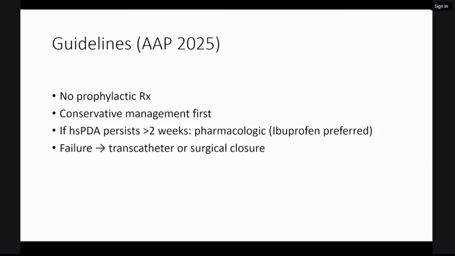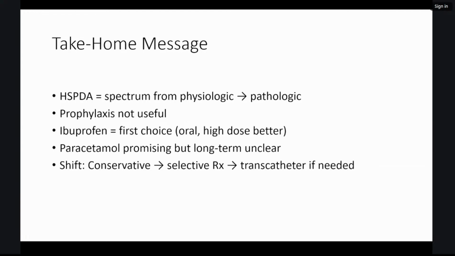Routine closure of PDA before 72 hours is not recommended because of the morbidity associated with closure. If a hemodynamically significant PDA persists for more than 2 weeks, go for pharmacological closure. Ibuprofen is preferred. If it fails, then go for transcatheter closure, preferred over surgical closure.